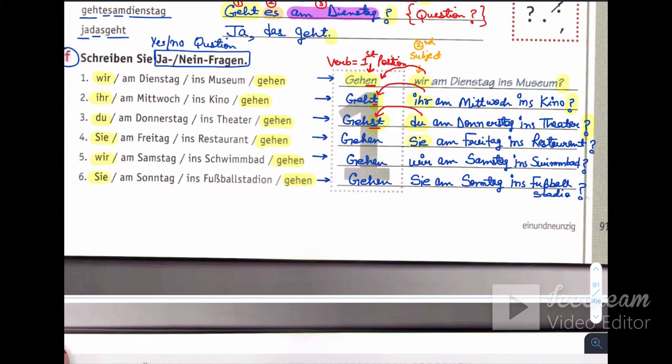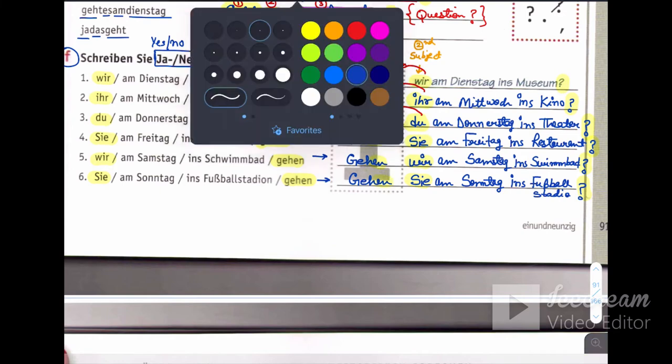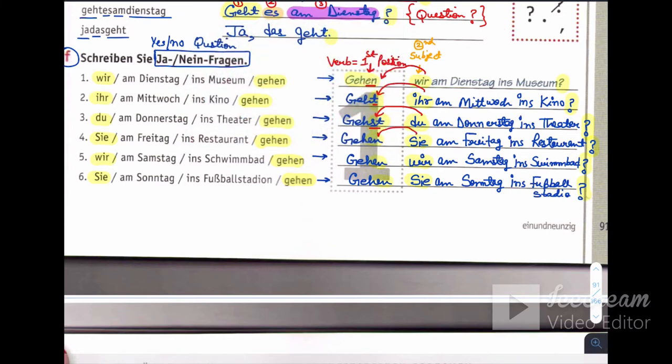Like this. This is our concept. You can see here the ending is -en according to the subject, with wir -en, with capital Sie again -en. This is the conjugation. Verb conjugation is a separate grammar topic.